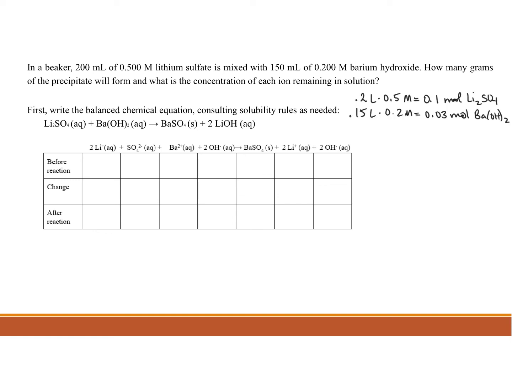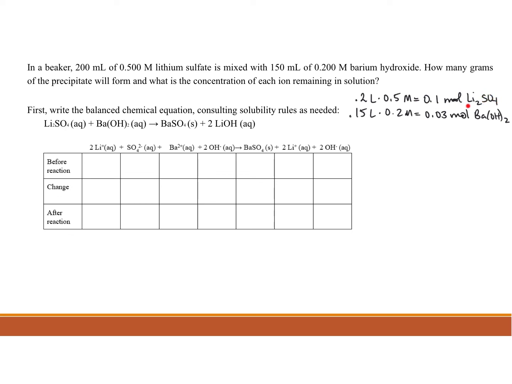So check your work here. You should have gotten 0.1 mole of Li2SO4 and 0.03 moles of Ba(OH)2. Now we have to determine how many moles of each ion you have. So you have to account for the fact that for every 1 mole of Li2SO4, you have 2 moles of lithium and 1 mole of sulfate, SO4 2- ion.